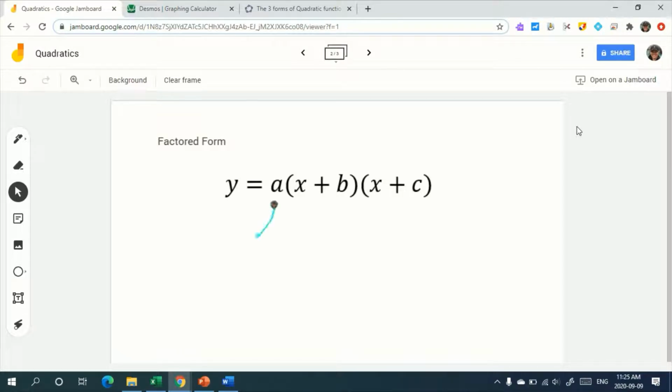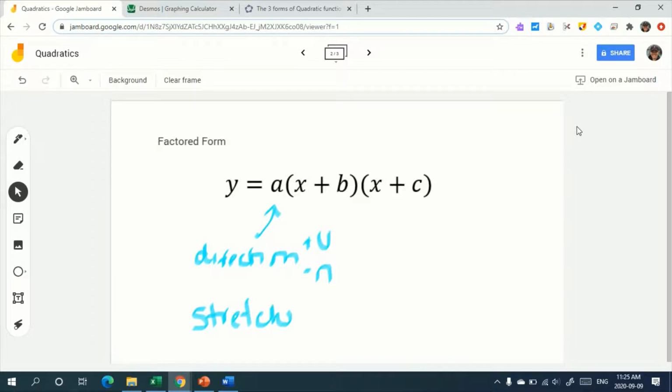Next, we're looking at the factored form. And again, this a value tells us the direction, whether it's positive or negative. So remember, positive is up, negative is down, and it also tells us the stretch, exactly the same way that it told us in the standard form.